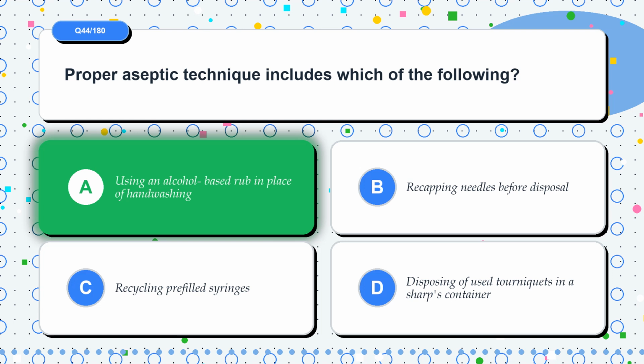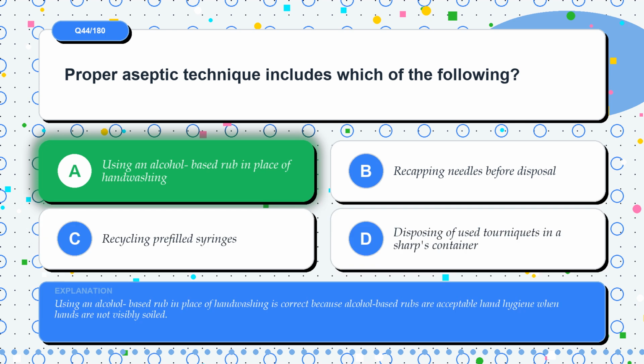The correct answer is option A, using an alcohol-based rub in place of hand washing. Using an alcohol-based rub in place of hand washing is correct because alcohol-based rubs are acceptable hand hygiene when hands are not visibly soiled.